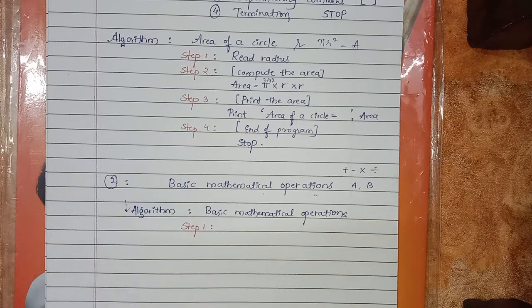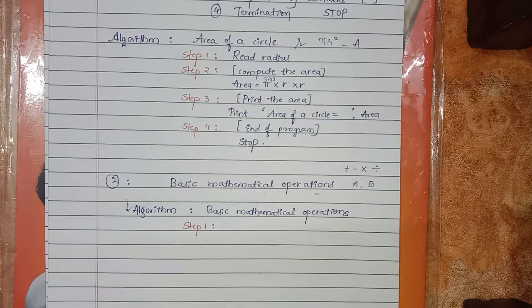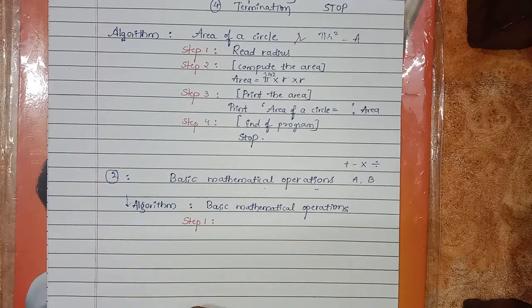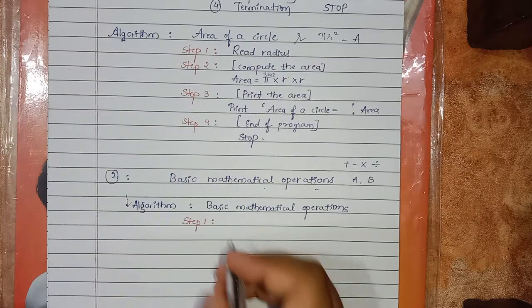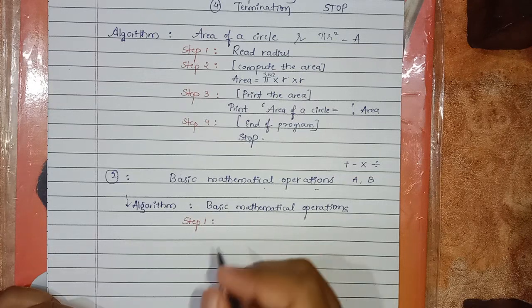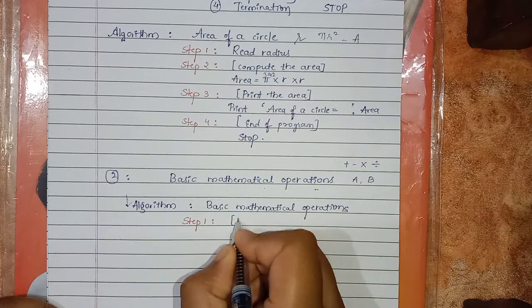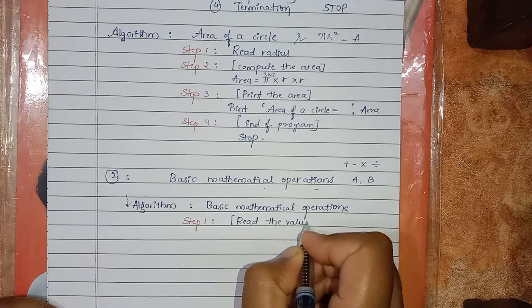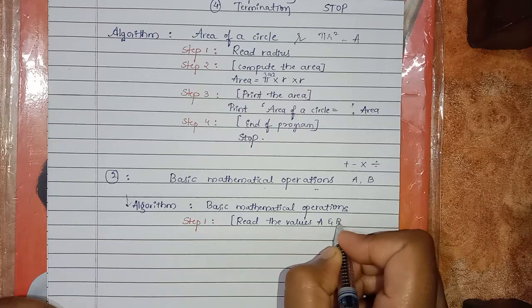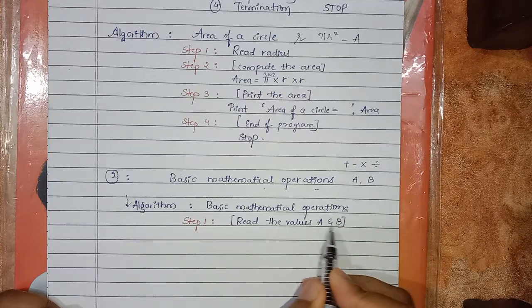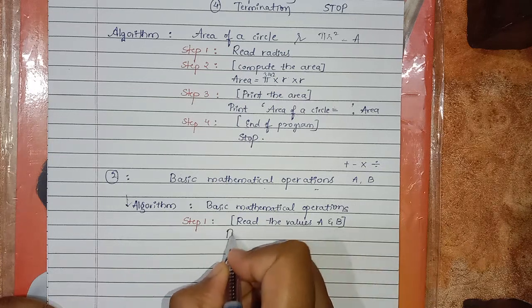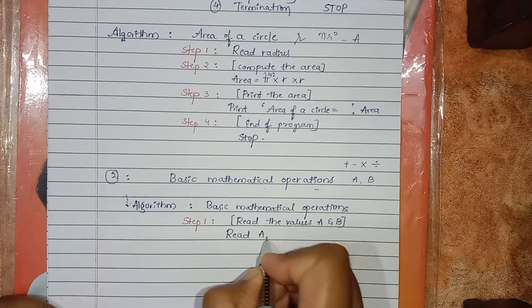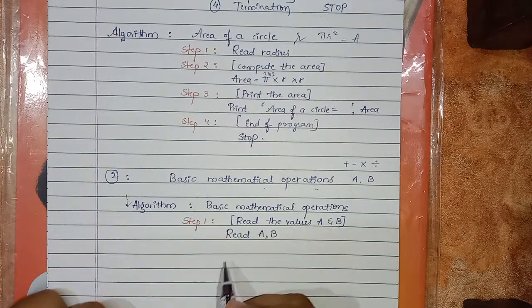So to perform the mathematical operations, what we have to do? Consider two values A and B. So what is your first step? Reading the values A and B. So that we are writing here. Read the values A and B. Means this is in terms of explanation you have written. So what is your step 1? Read A and B. Description you have written like this.